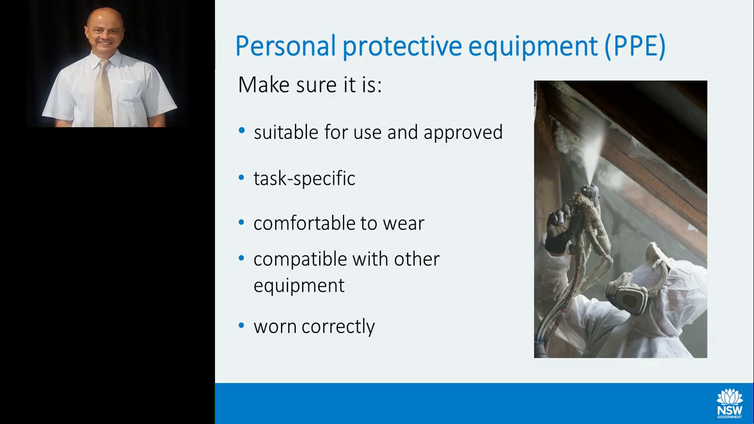Now to get to personal protective equipment, the very last control of the hierarchy. PPE should only be used to manage any risk that is left over after all the other higher level controls have been implemented. Where PPE is provided for workers exposed to extremes of indoor heat, make sure it is suitable for use and approved where necessary.